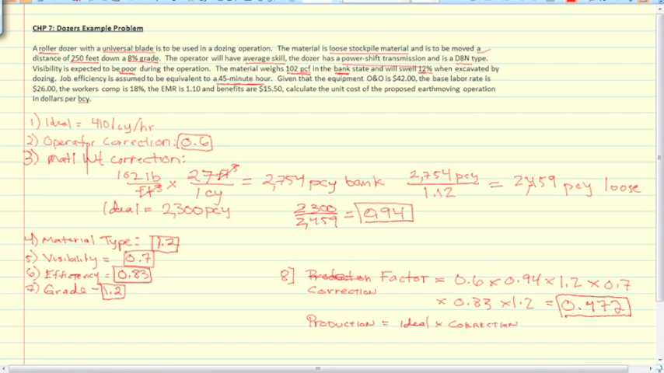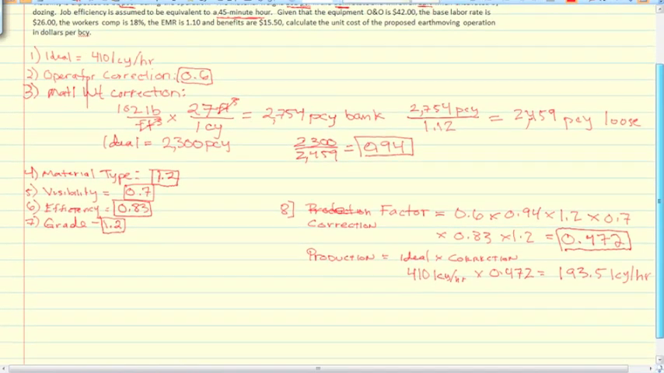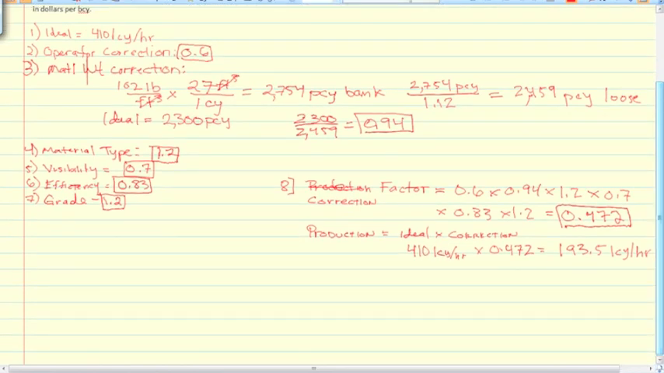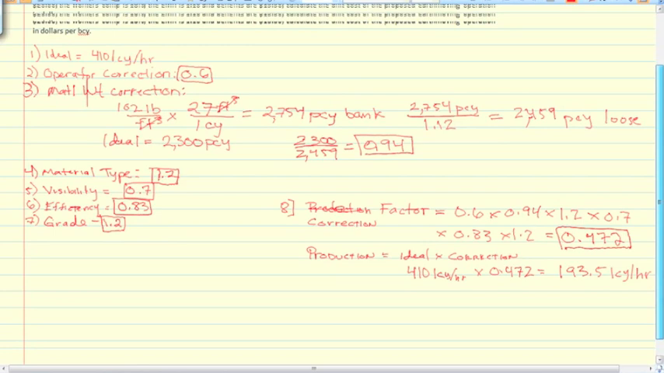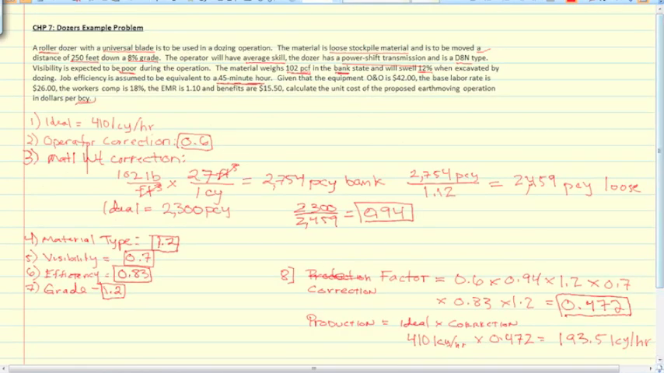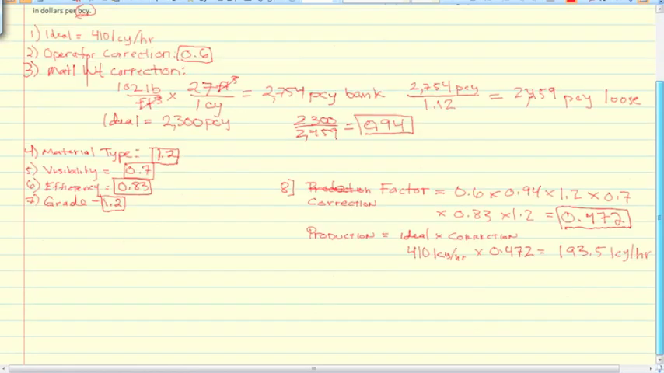And so our ideal, if you go back to number 1, was 410 LCY per hour, and you multiply it by 0.472, and you get 193.5 LCY per hour. Okay, so here again, we need to make sure that we are watching our units, because in the end, if you look at what they're asking us, we want our answer per bulk cubic yard. So let's go ahead and change that now.